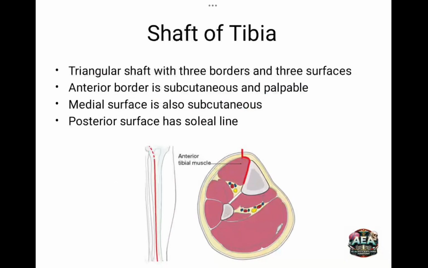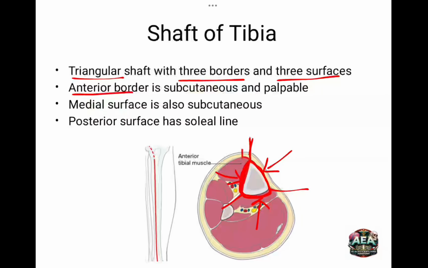We have the shaft of the tibia. Now, the shaft of the tibia is triangular. Now, take a look at this. This is the shaft. Can you see that it looks like a triangle? The shaft of the tibia is triangular and it has 3 borders as well as 3 surfaces. See, this is one border here. This is another border. This is another one. Then in terms of surfaces, this is one surface. This is another surface. And this is another surface. So the tibia at the shaft has 3 borders and 3 surfaces.